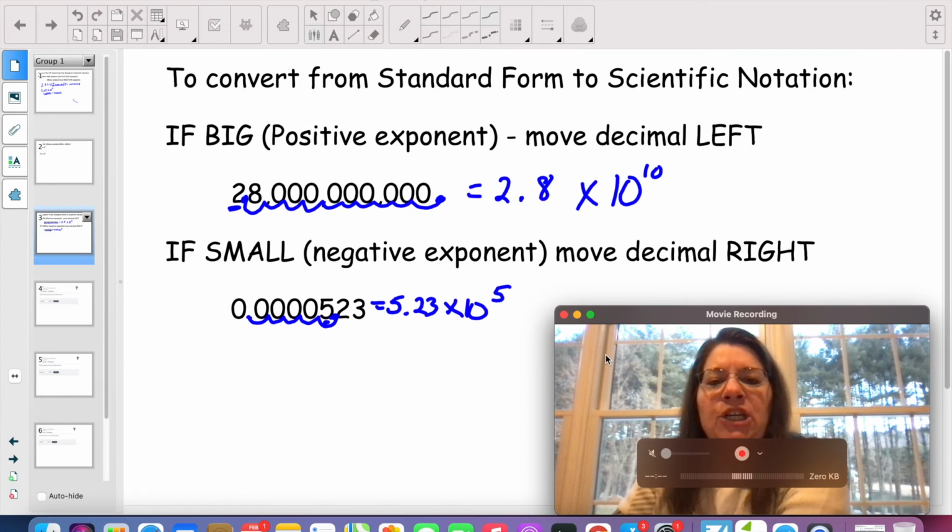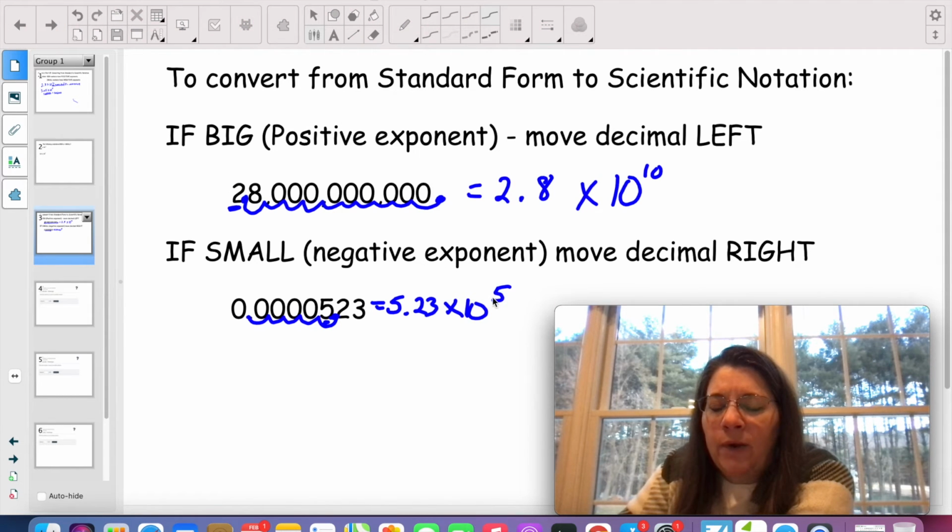And then I need to determine, is that power a 5 or is it a negative 5? It was a really small number, so we associate that with a negative, so that's going to be a negative 5. So it's 5.23 times 10 to the negative 5th.